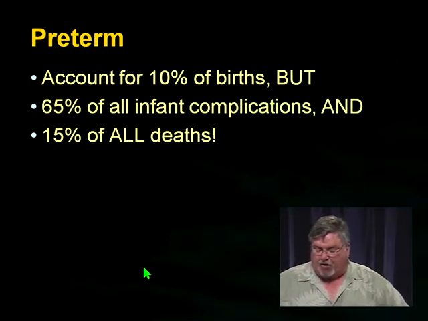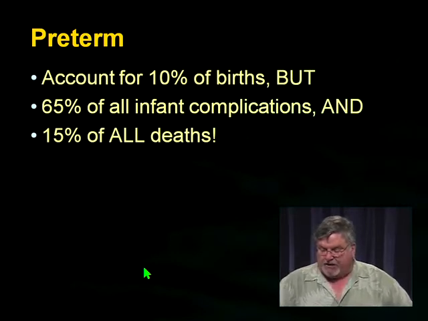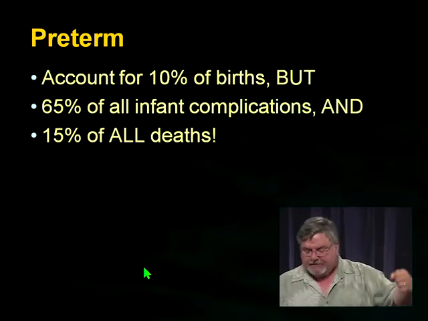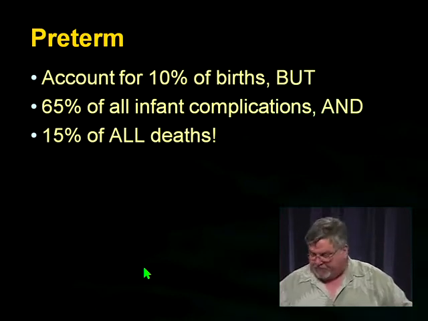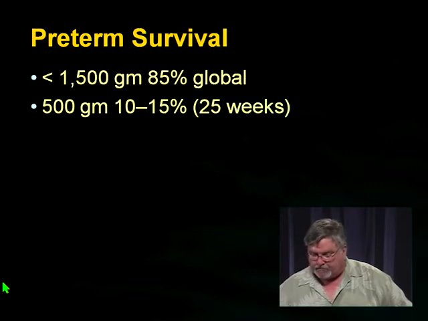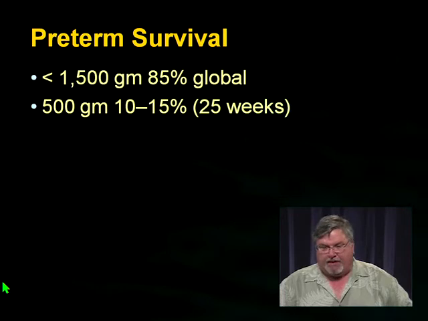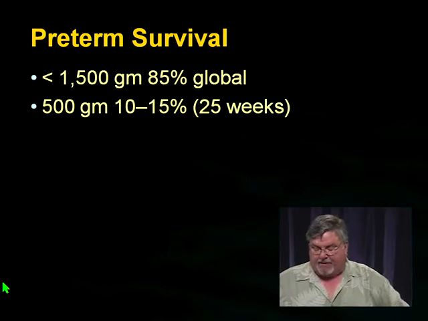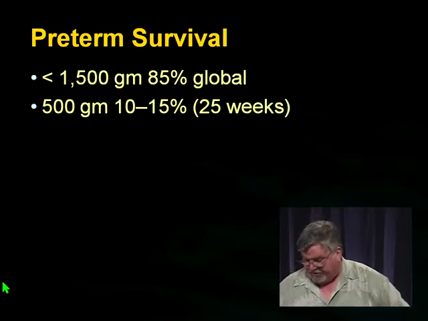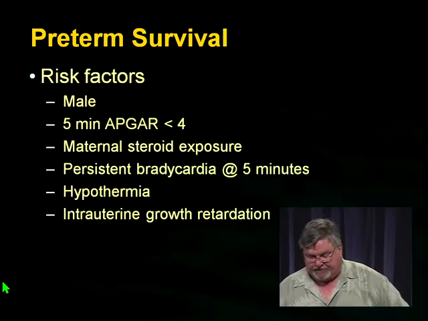Preterms account for about 10% of births, but they account for 65% of all infant complications, yay neonatology, and about 15% of all neonatal deaths. Preterm survival, less than 1,500 grams have about an 85% global survival rate. And 500 grams have about a 10 to 15% survival rate, and that's at about 25 weeks gestation. Those are the numbers that they typically use on the questions.